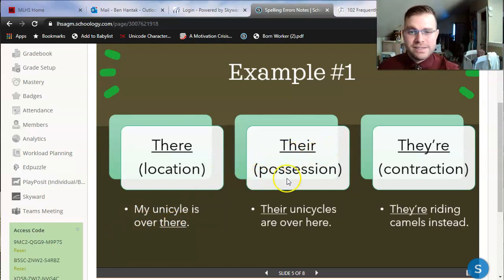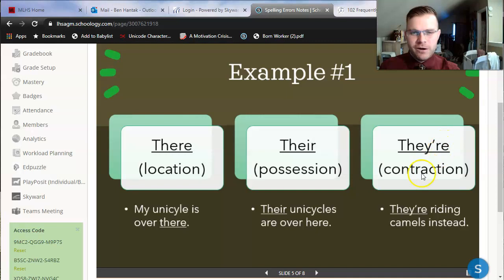T-H-E-I-R is possessive for multiple people. So there's the "they," a group of people. Their would be what they own. Their unicycles, the unicycles of those people, are over here, right? So I still have a location there. It's here this time. But there we've used, oh my goodness, I used the word there. Wow. The word their in this sentence is used as possessive for those unicycles, the unicycles of the people.